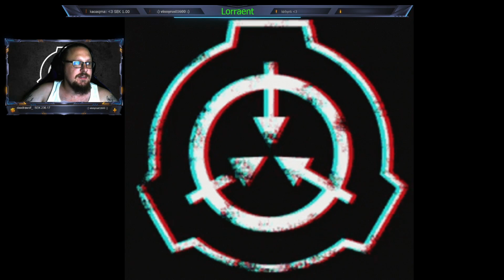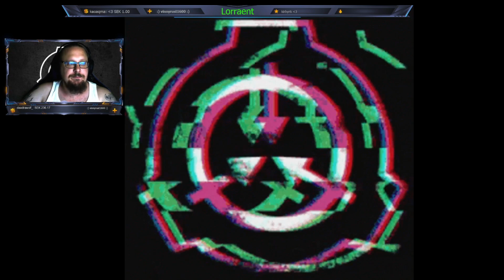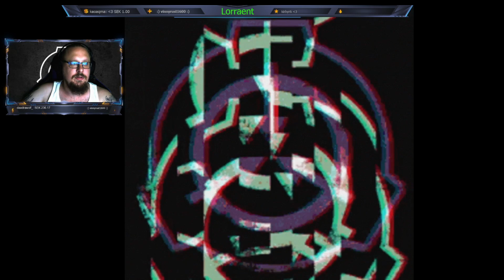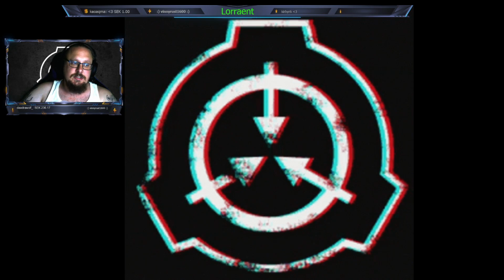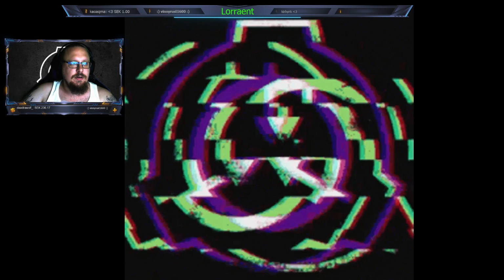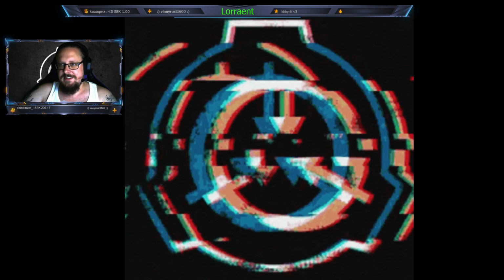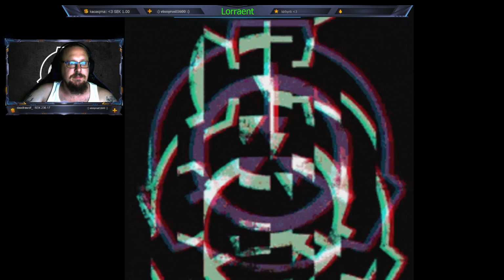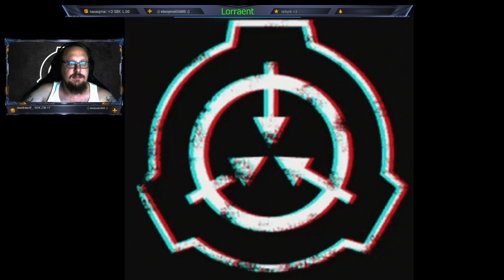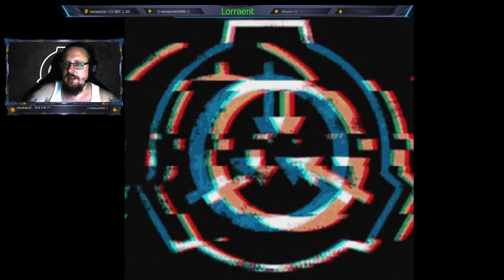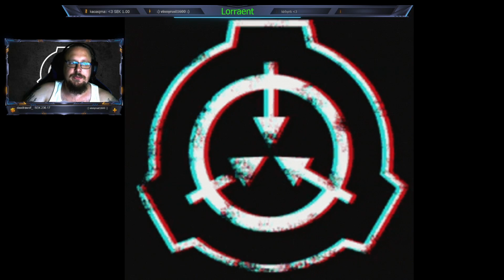And in SCP we have different classes, different categories on the entities. There are 8 classes. The first class, the safe class. The safe class is when the entity is of no threat and the foundation has quite a good knowledge about the entity.